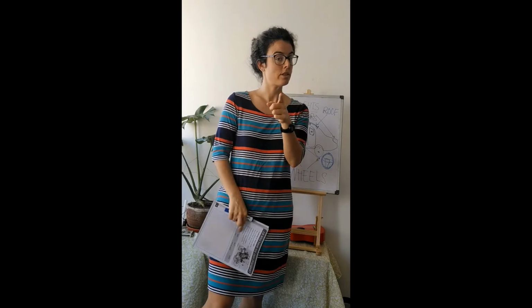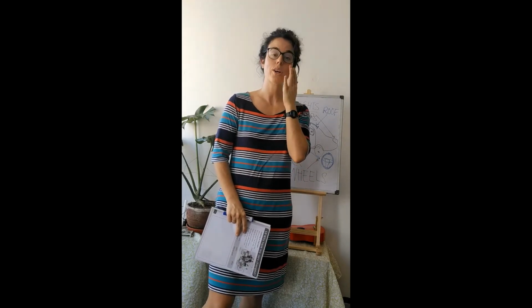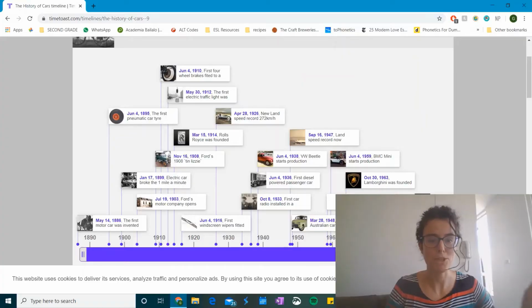Alright, so we're going to look at a timeline. You didn't forget what a timeline is, right? You didn't forget. Good. We're going to look at a timeline of some important events in the history of cars. So let's go to my computer. Okay, Ms. Gia's class and Ms. Krista's class. We're going to look at this timeline.